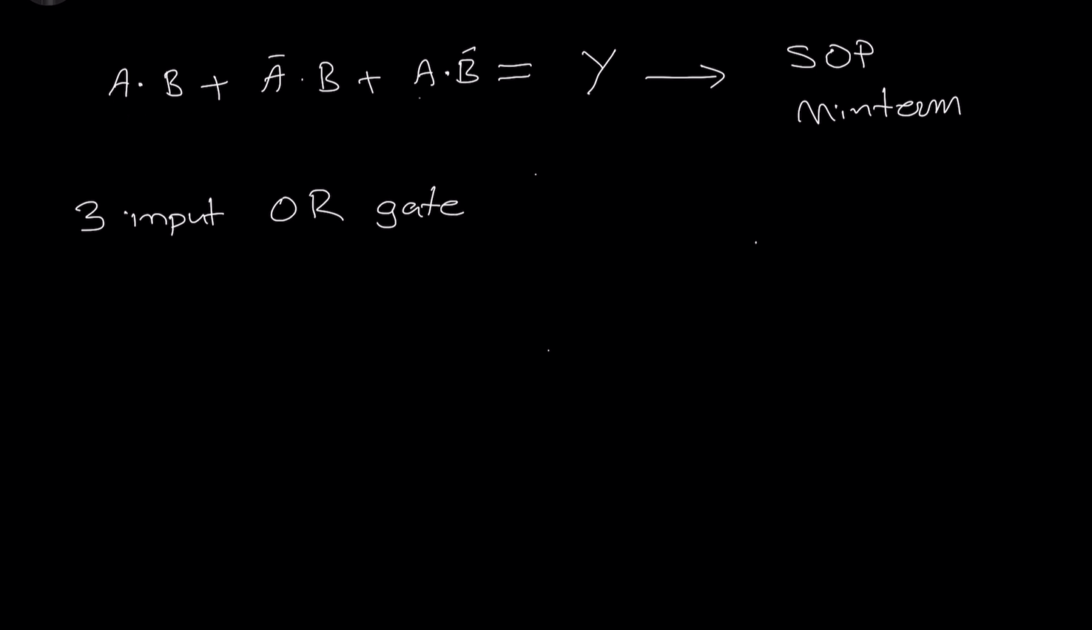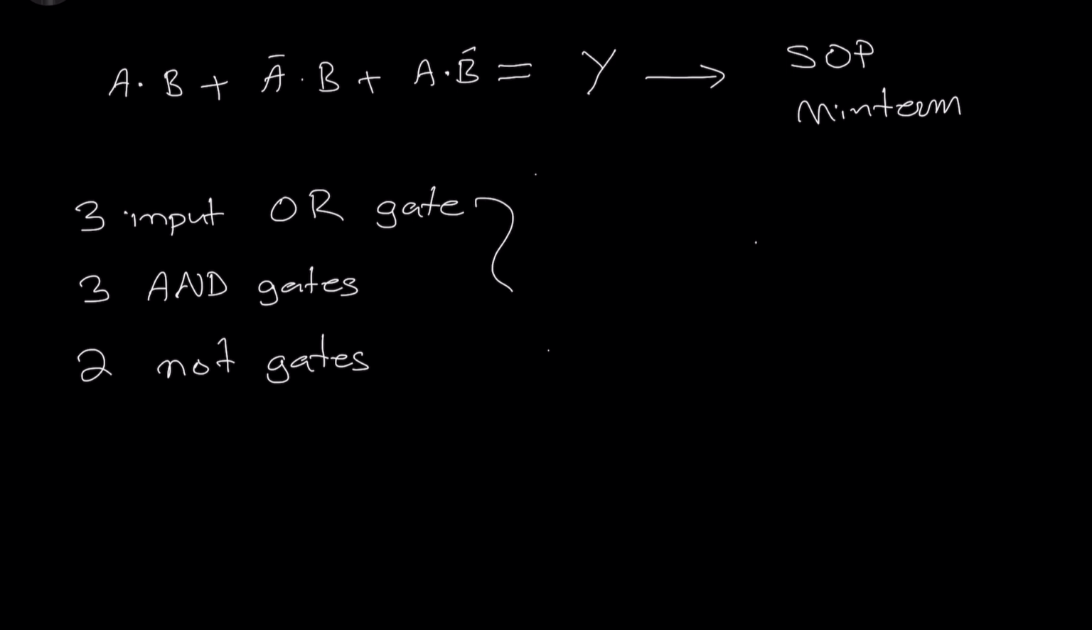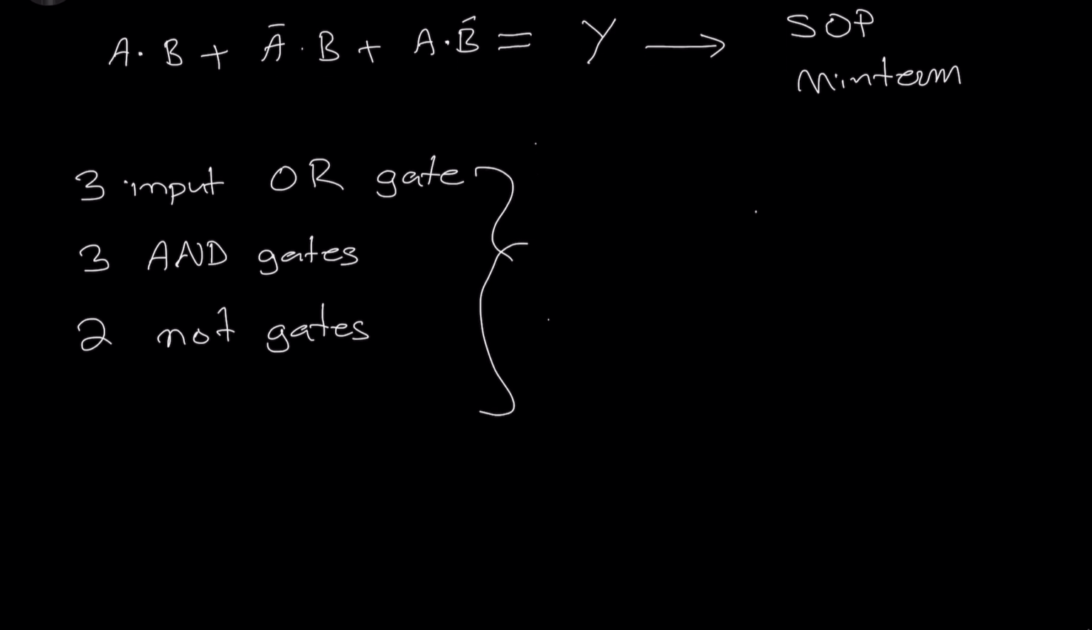We need 1, 2, 3 AND gates. We need 2 NOT gates. So these are the specification of this Boolean expression of the min term.